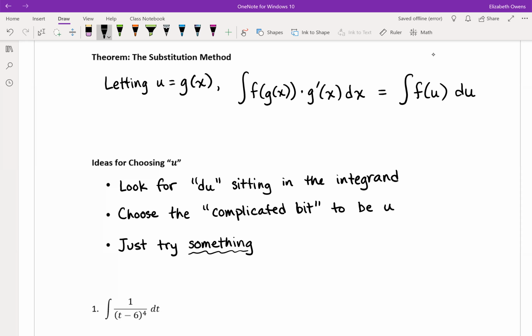Just try something until you start seeing some common patterns come up, because there are setups that tend to arise over and over again. And in the meantime, until that starts happening for you, just try something and see if it works. Okay, so let's do a first example here.